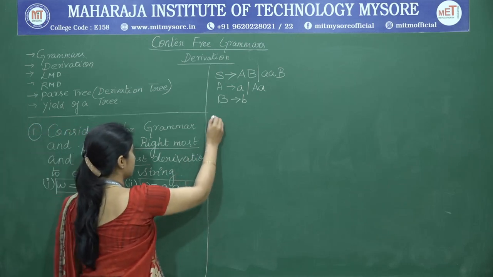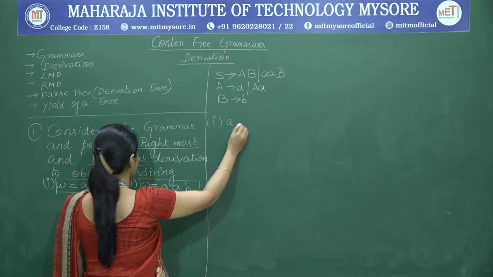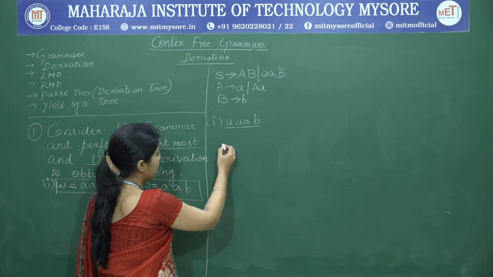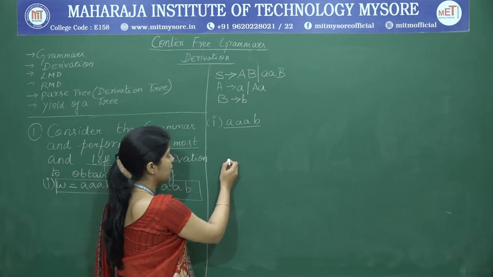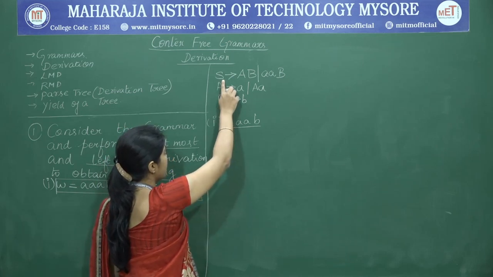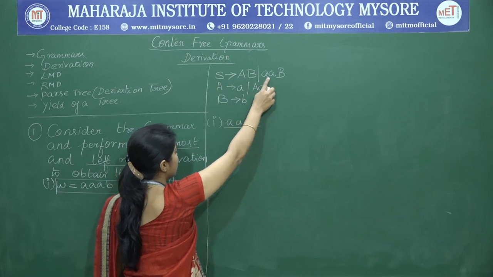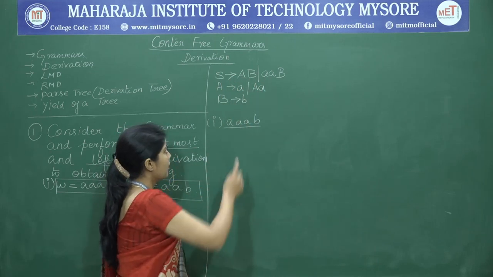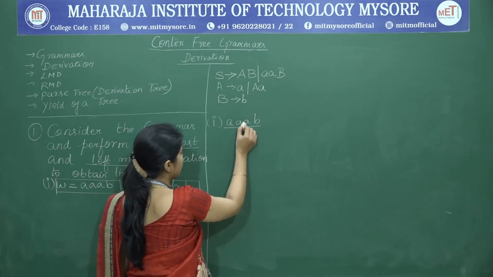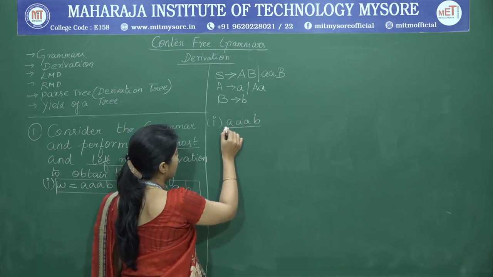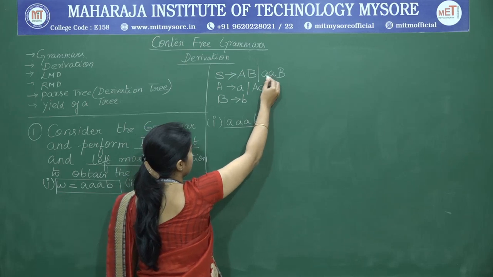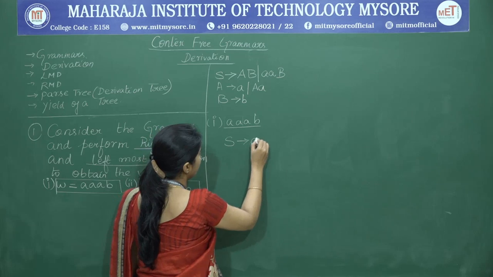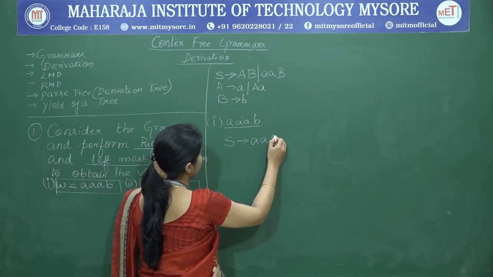So let us first consider the first string, which is nothing but aaa followed by a b. First we will perform the leftmost derivation. In the start symbol, there are two productions, so we have to make a choice which one to use. Since we have 2 a's here already, we can choose S goes to AAB.